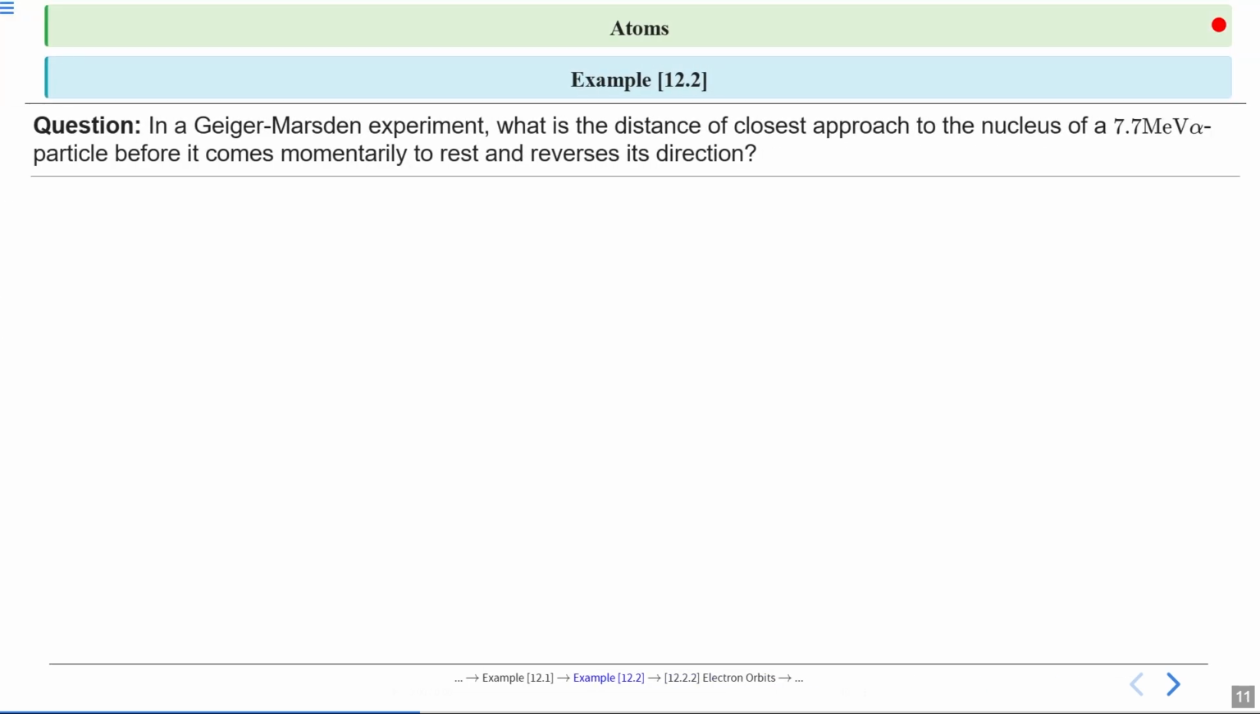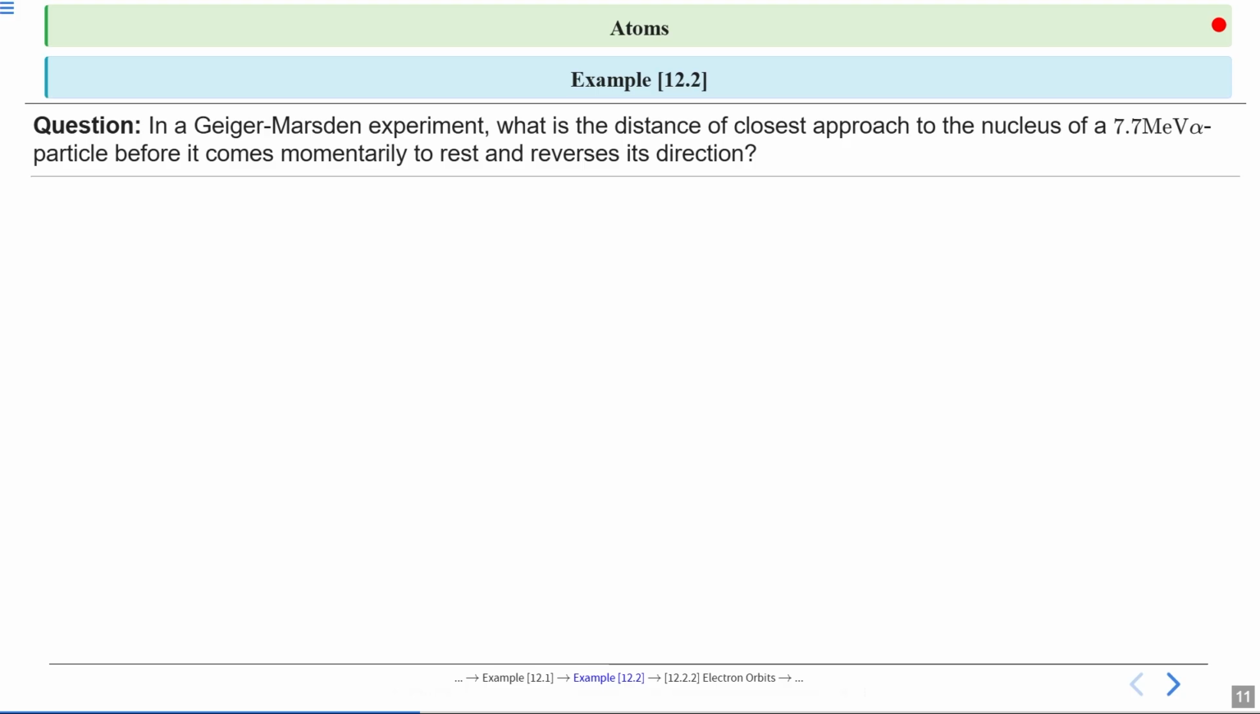Okay, so now we'll see example 12.2. This question asks about the distance of closest approach for an alpha particle, which is a helium nucleus, as it moves towards the nucleus and comes to a stop before reversing direction. This type of problem tests your understanding of electrostatic potential energy and conservation of energy in atomic physics. The key concept here is that the kinetic energy of the incoming alpha particle is converted into electrostatic potential energy as it approaches the positively charged nucleus.